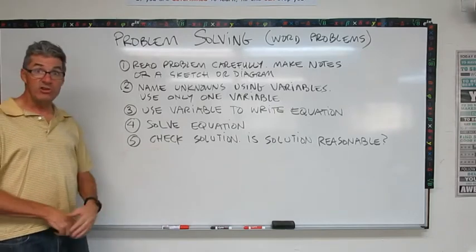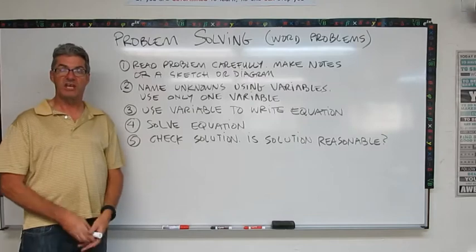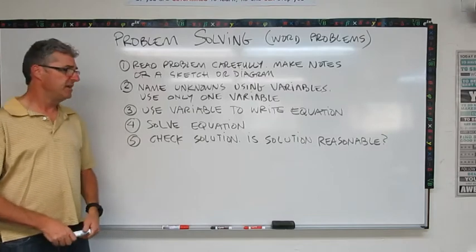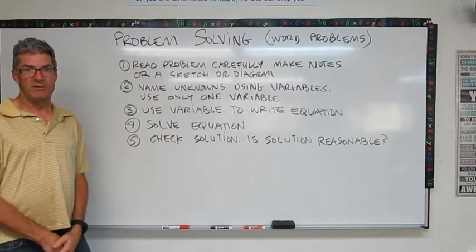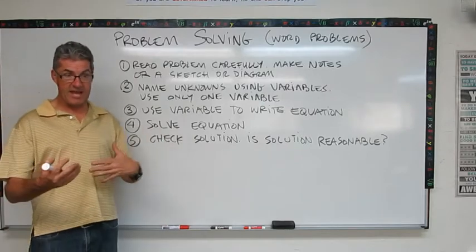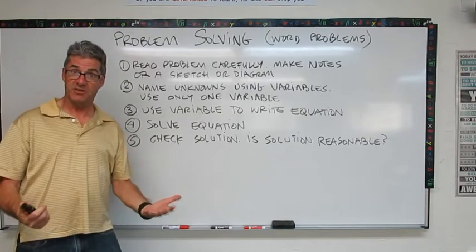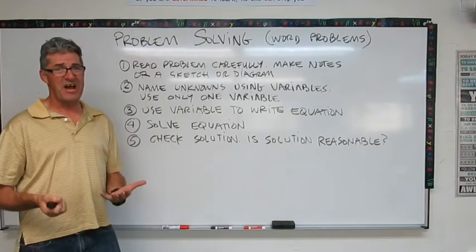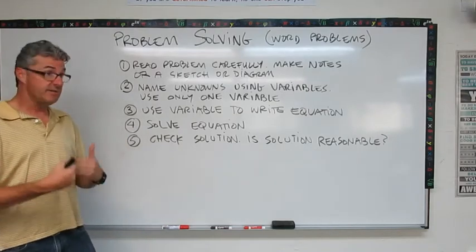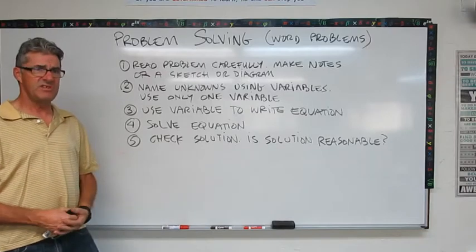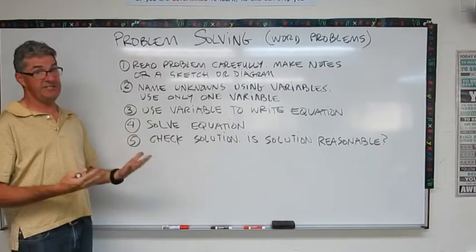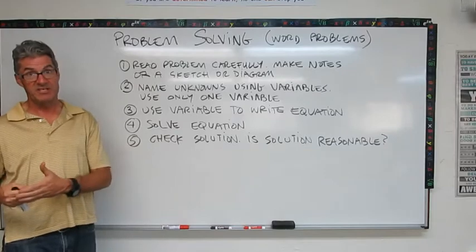Finally, take a look at that solution. You can check it in 2 ways. The first way is, is it reasonable? Let's say we had Bob and Sam's age and we did a bunch of math and we got Sam is 460 years old. Well, that's probably not correct. So think about that. Sometimes people just miss that. It's not a reasonable answer. If it's a decent problem, the answer should be reasonable.